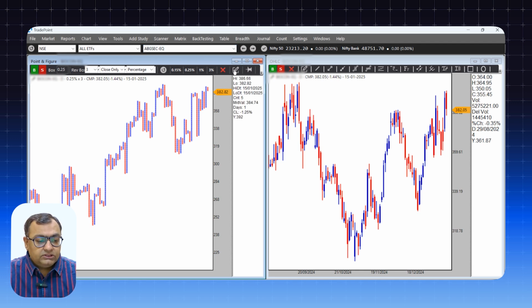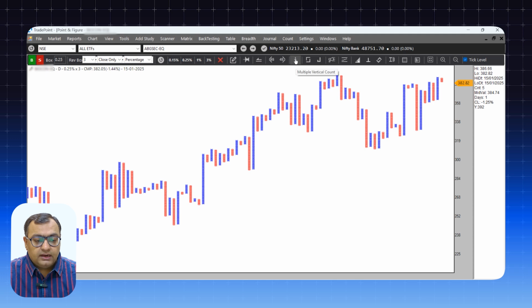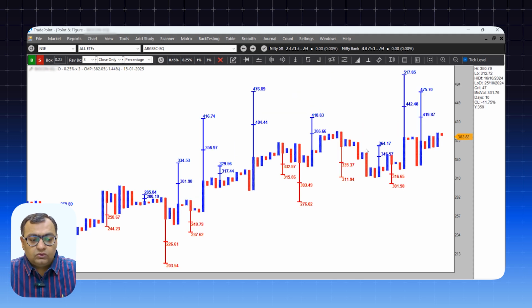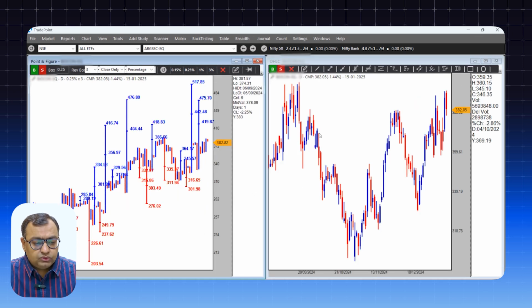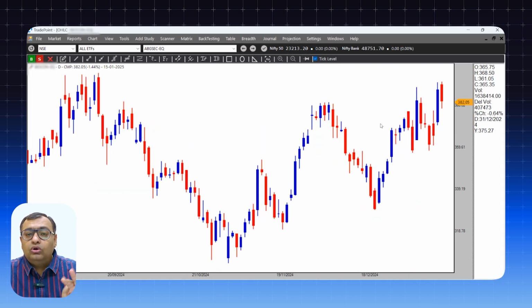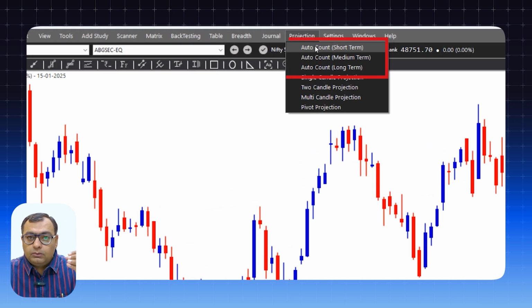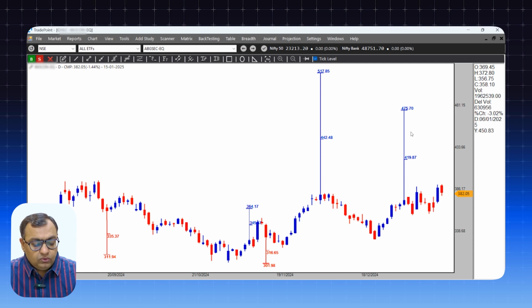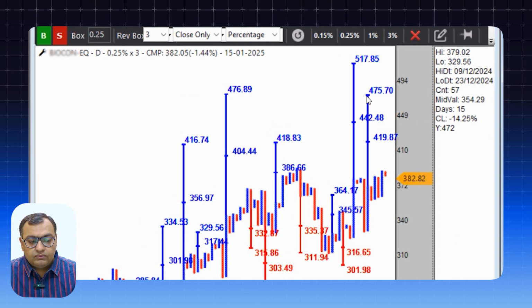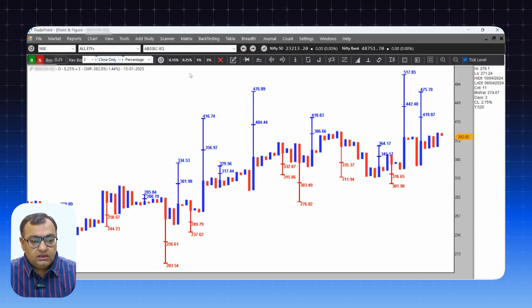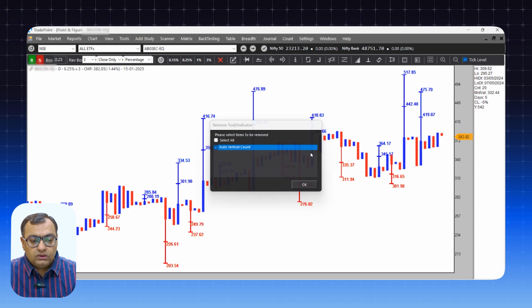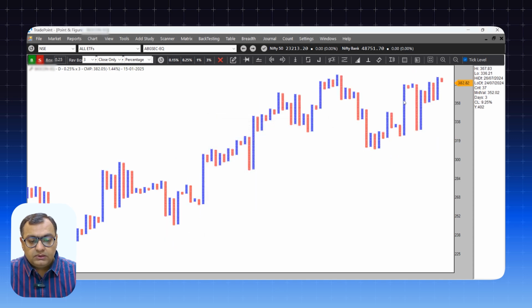Okay. And if I just plot the counts over here, this is an auto tool available on TradePoint, so you can just plot this and it will show you the count. Simultaneously, on the candlestick chart, if you go to this projection, you have auto count short term, auto count medium term, and auto count long term. If I plot this auto count short term, look at 475 and 517, these are the levels. Let me remove this auto count and show you the auto vertical count. These are the levels which have been plotted over here.